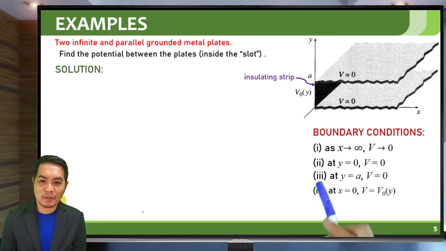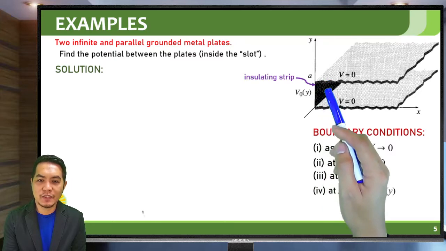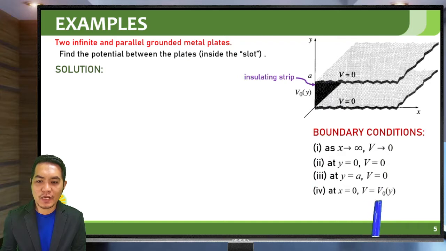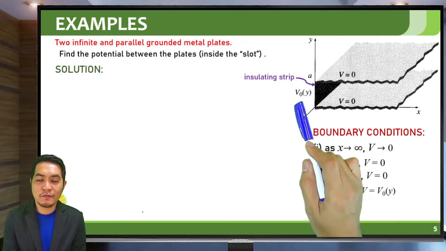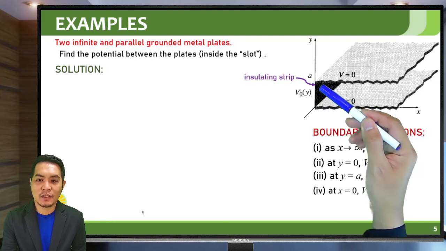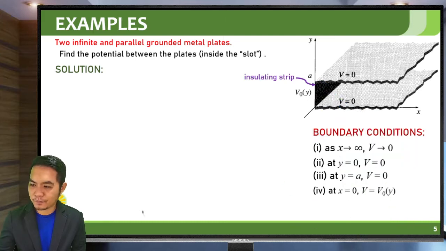And at x is equal to 0, we are now talking about this insulating strip here, this plane here. At x is equal to 0, the potential there must be equal to V naught, which could be a function of y. So it's not yet specified, but we will try to specify V naught as a function of y later.